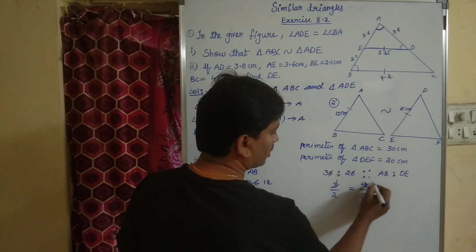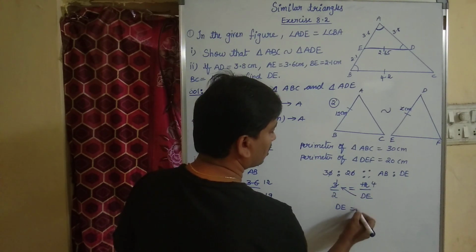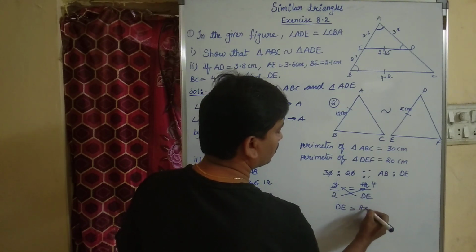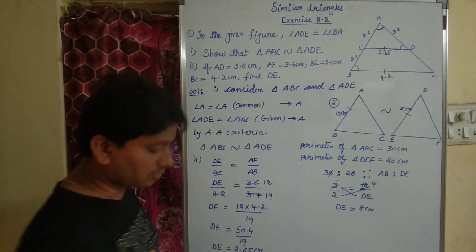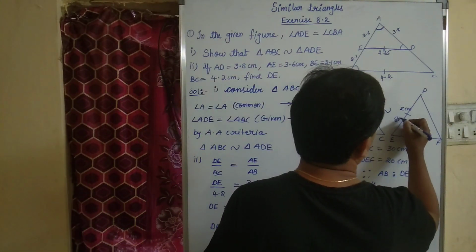Cross multiplying: 3 times DE equals 2 times 12, so 3 DE equals 24, and DE is 8 centimeters. So what is the length of DE? The length of DE is 8 centimeters.